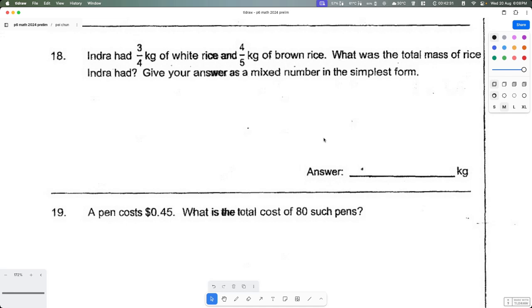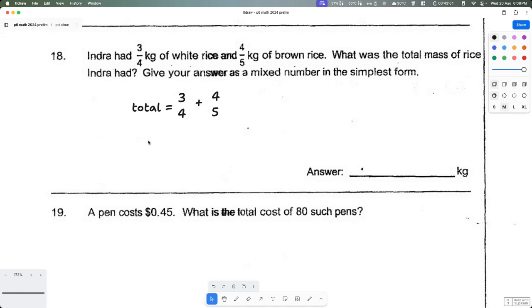Question 18. Indra had 3/4 kg of white rice and 4/5 kg of brown rice. What was the total mass of the rice Indra had? Give your answer as a mixed number in the simplest form. Right, so total is equal to 3 out of 4, and then you add, plus 4 out of 5. So this should be plus.